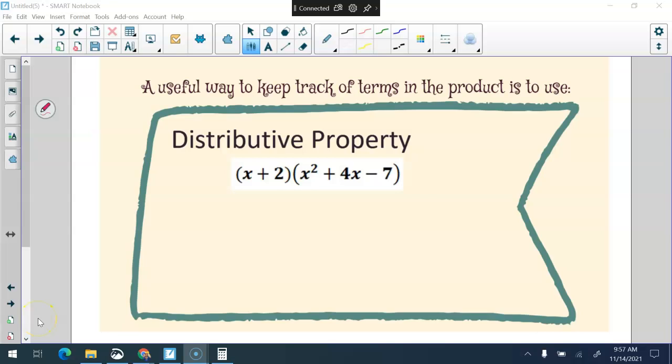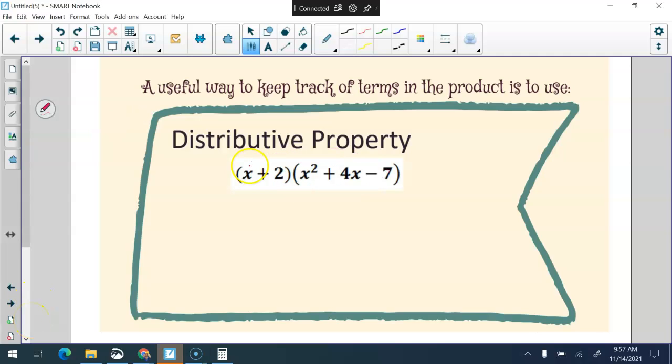So this time I have a binomial times a trinomial, so I'm going to distribute the x term to each of the 3, and then I'm going to distribute the 2 to each of the 3 terms. And that makes 6 distributions in all. So FOIL is for 4 distributions, not 6. So we really truly do have to use the distributive property here.